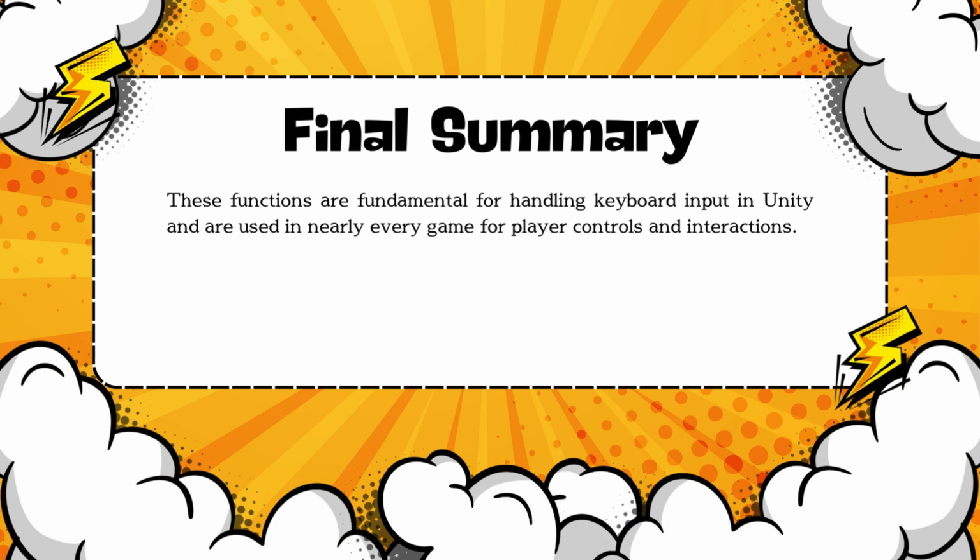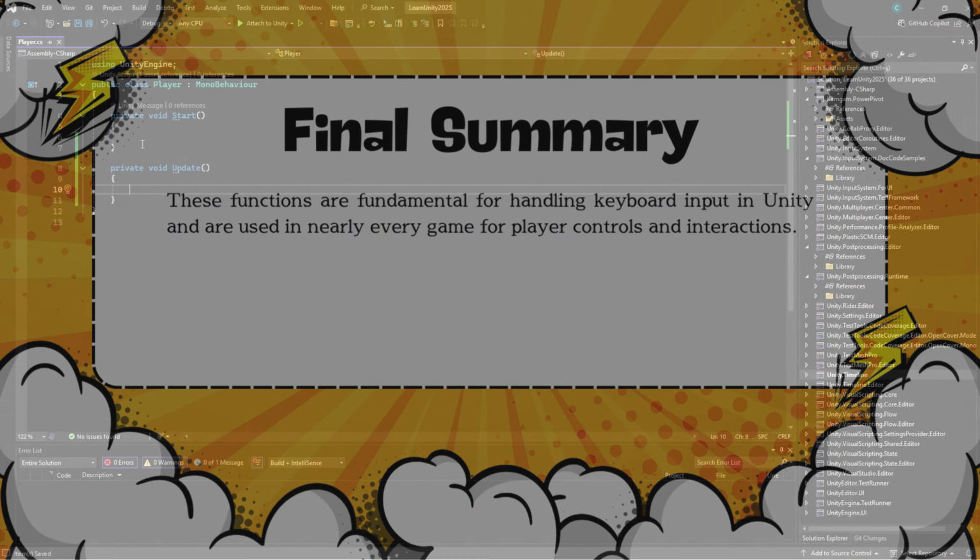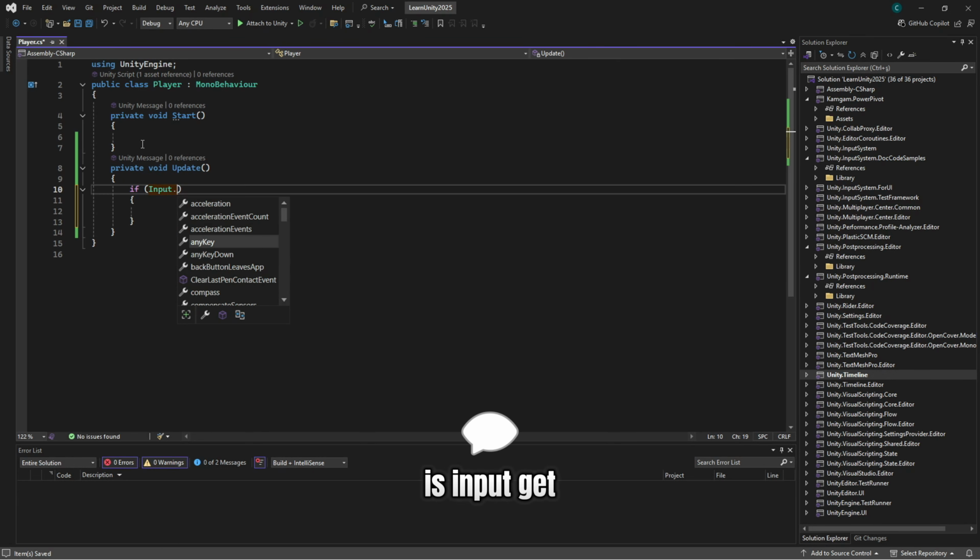Final summary: these functions are fundamental for handling keyboard input in Unity and are used in nearly every game for player controls and interactions. Our first function is Input.GetKey.